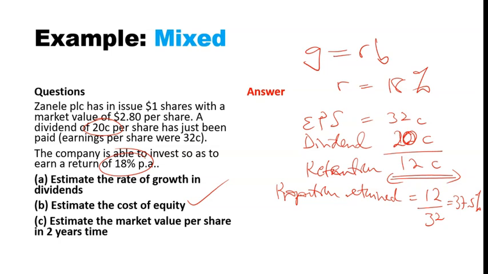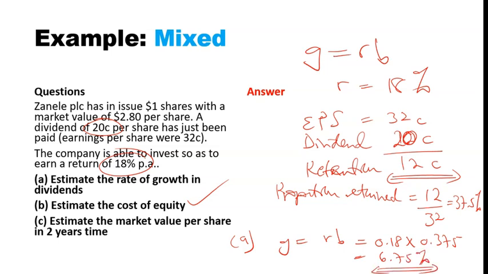Now, with this information, we can safely say g is equal to rb, which is equal to 18%, 0.18, multiplied by 0.375, and we get 6.75%. So this is the growth rate per year.